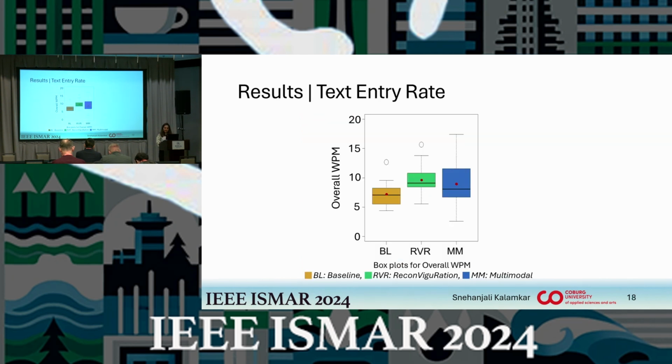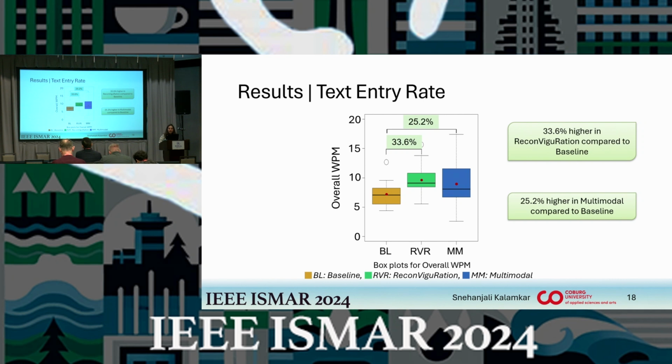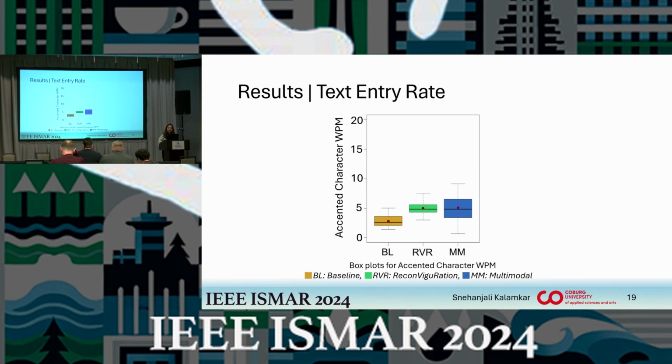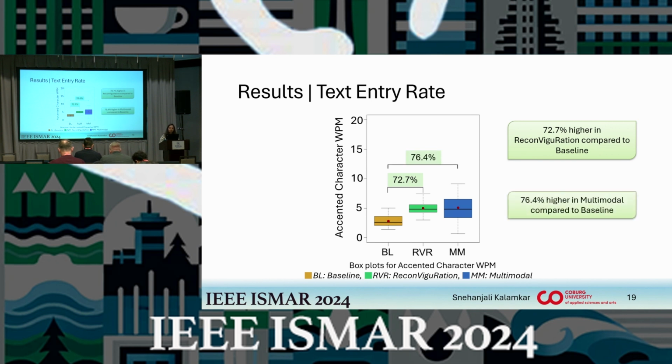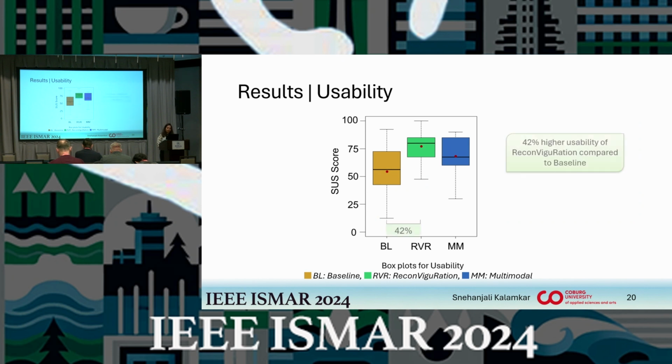Coming to the statistically significant results, we found that reconfiguration resulted in 33.6% higher and multimodal 25.2% higher overall text entry rate compared to baseline. The entry rate for accented characters specifically was 72.7% higher in reconfiguration and 76.4% higher in multimodal. The usability of reconfiguration was found to be 42% higher than baseline, and we did not find any significant difference between baseline and multimodal here.